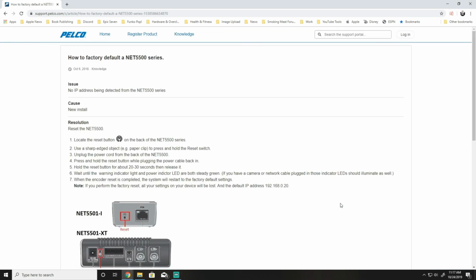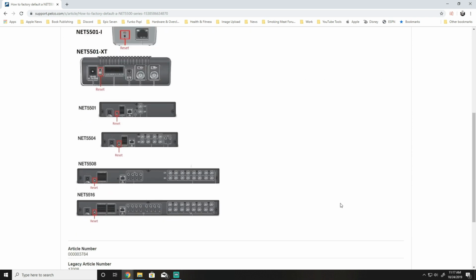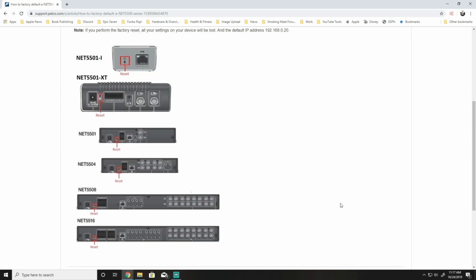Now, once the article is open, if we scroll down here, we can see the images for the NET5500 series encoder and the location of the reset pin. One very important note to keep in mind is that once reset, the encoder will default back to 192.168.0.20.